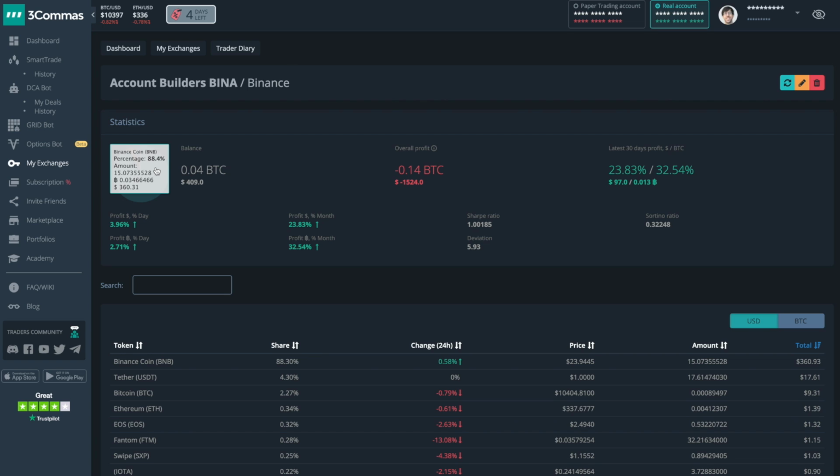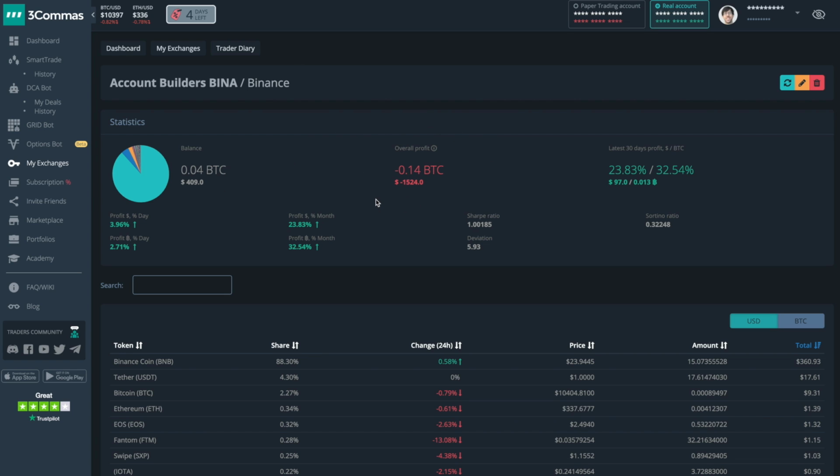So I got my 88% share of BNB. I don't have any open trades right now. And you can see the balance in Bitcoin worth and USD worth. This is going to fluctuate depending on the price of Binance coin. So let's go over here to the elephant in the room.